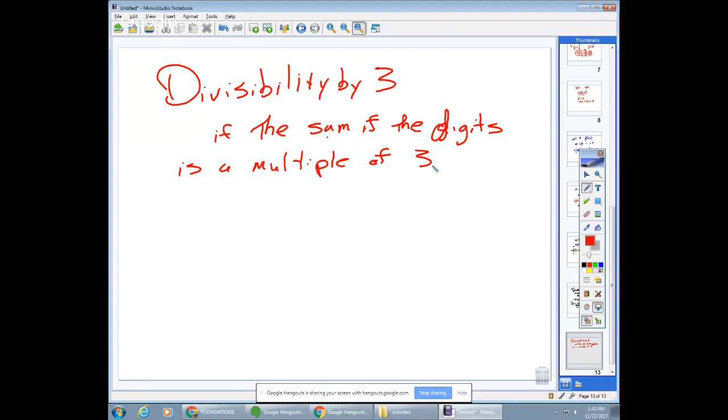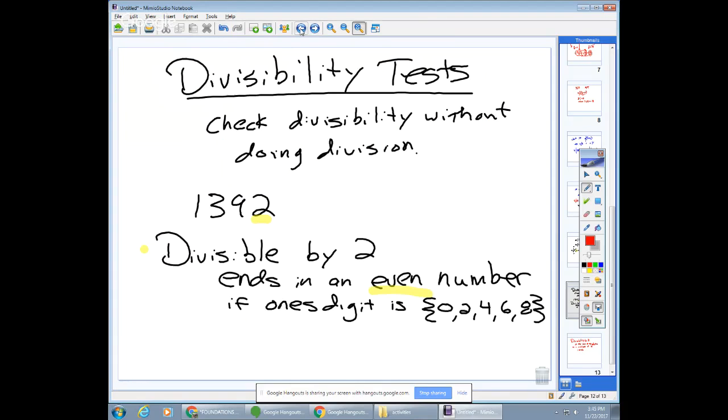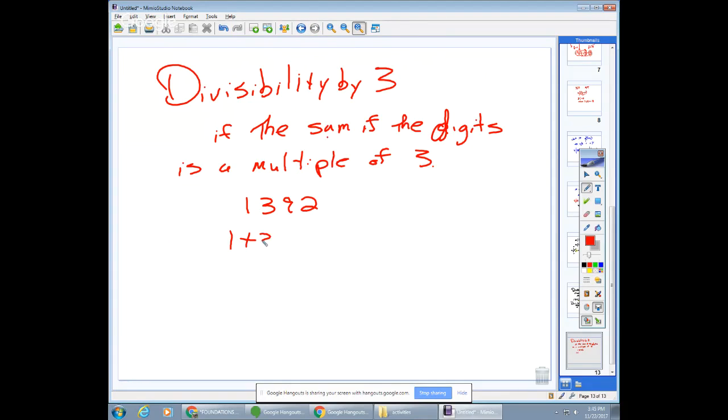So for example, take that, what did they just have? 1, 3, 9, 2, is that what it was? Yeah. So 1 plus 3 plus 9 plus 2: 1 and 3 is 4, and 9 is 13, and 2 is 15. Since 3 divides 15, 3 must divide 1,392.